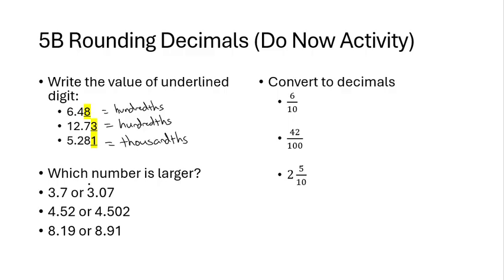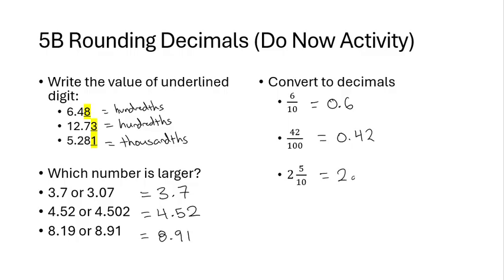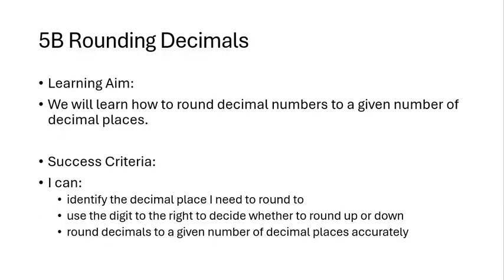Which number is larger? So it'll be 3.7. This one here, you've got to be careful. It's 4.52. Right here, we've got 8.91. Convert to decimals. This one's 0.6, 0.42, 2.5. Clears.